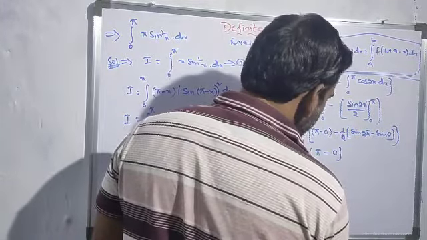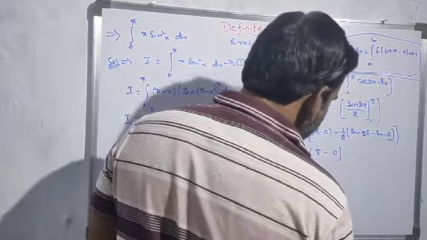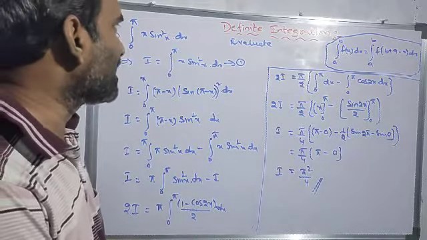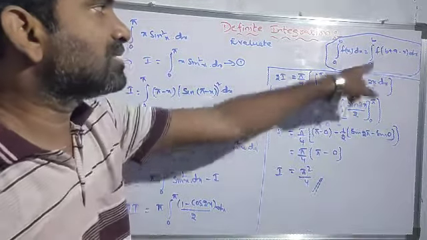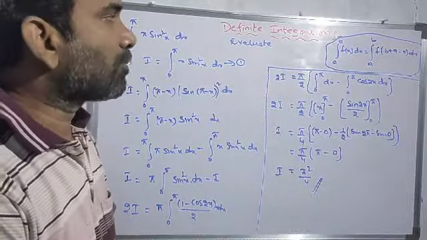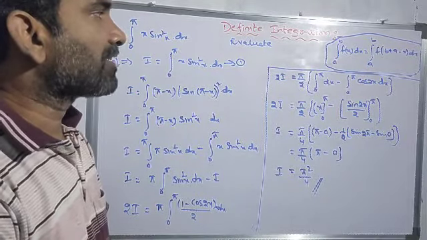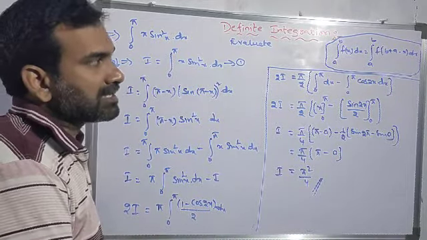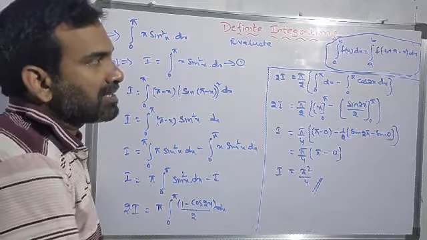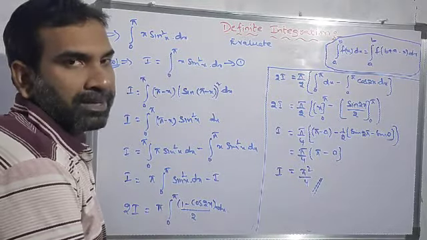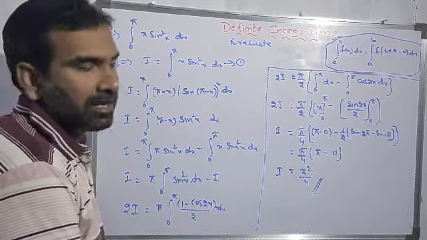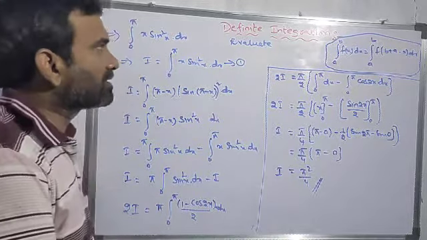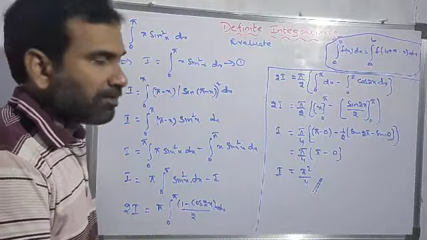So our answer is pi square by 4. What is our integration value? I equal to pi square by 4. This is our final answer. Here also I am using this formula, this property: the integral from a to b of f of x dx equals the integral from a to b of f of b plus a minus x into dx. In the place of x I can take the upper limit plus lower limit minus x. Like that if I solve, I get the final result for this problem as pi square by 4.